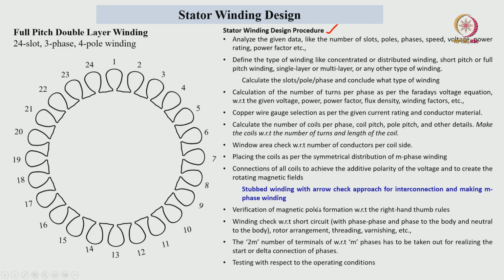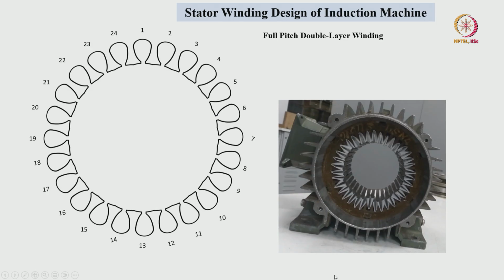We can follow the arrow direction, and based upon that we can connect the coils. Then verify the magnetic poles with the right hand thumb rule, and then check the winding with respect to the body and with respect to the neutral, face to face, to see whether there is any short or not. Finally, we can bring out 6 terminals for the 3 phase machine. If it is an M phase machine, we have to bring out 2M terminals to make star and delta connections, and test the machine under the operating conditions.